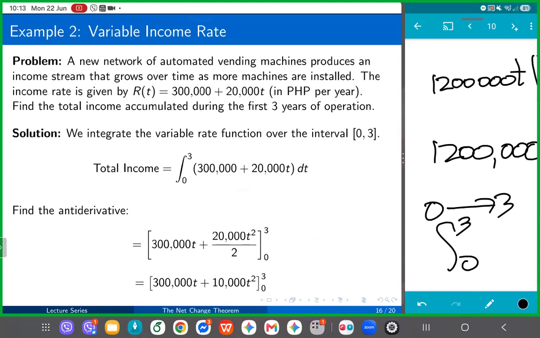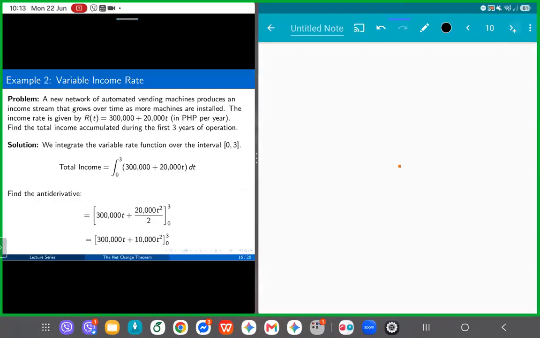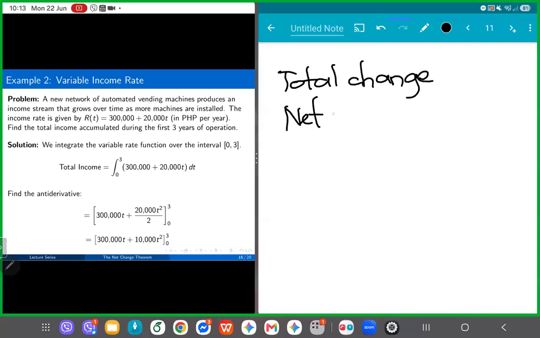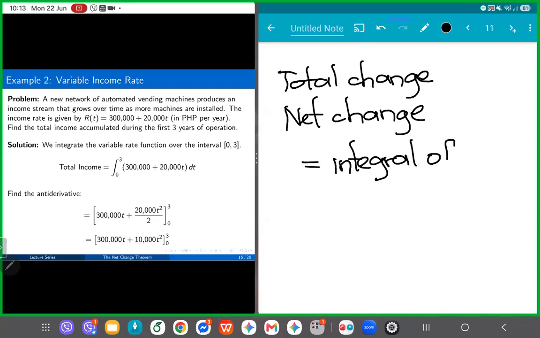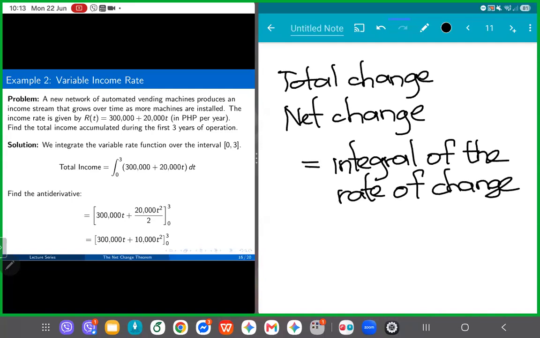So again, net change, just to recap, to get that total change or net change, this one is just the integral of the rate of change. That's the net change theorem. Net change equals integral of rate of change.